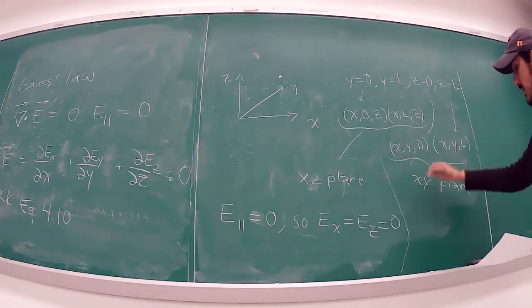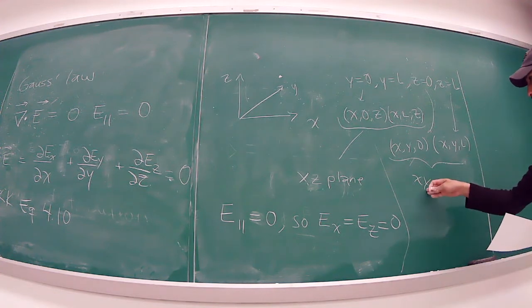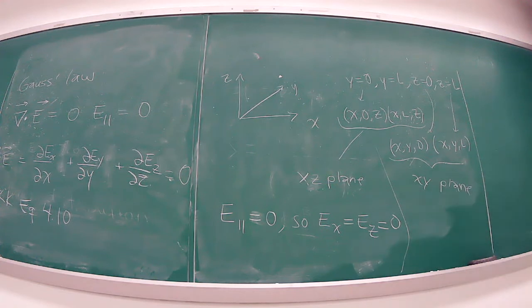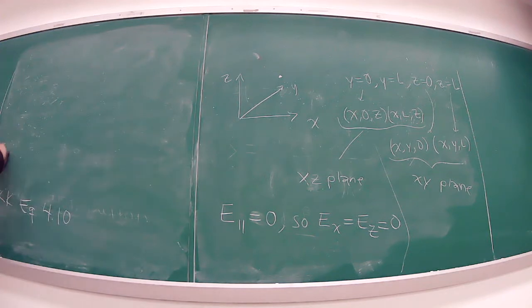In this other case, the electric field in x equals the electric field in y equals 0. That is the constraint that the perfect conductivity of the material is imposing on us. So we are not going to derive equation 4.9, but we're going to look at it.